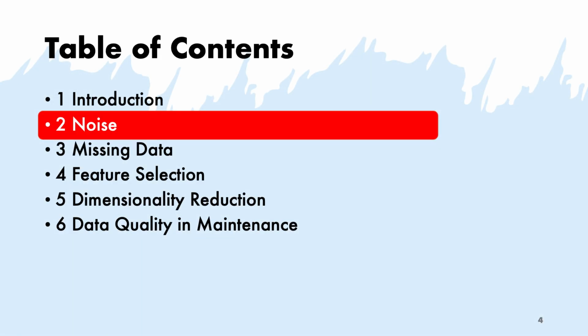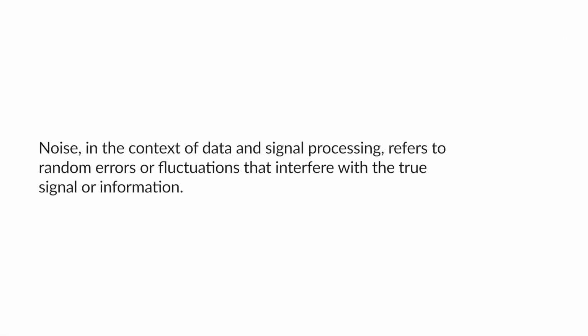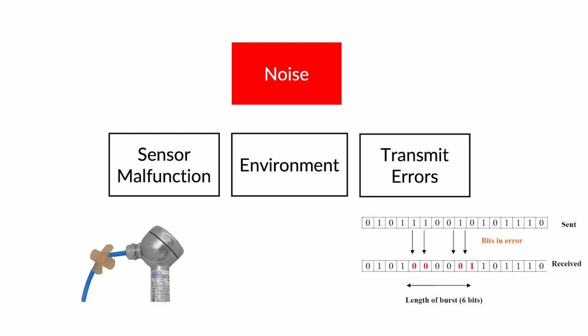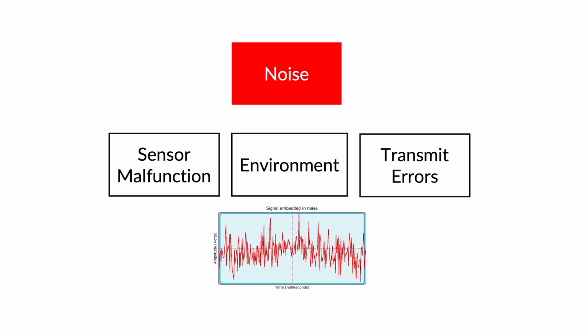Noise in the context of data in signal processing refers to random, or let's say unpredictable, fluctuations that interfere with the true signal or the true information. It can arise from diverse sources, such as measurement errors, transmission disturbances, or environmental interference. And importantly, it can obscure or even distort the actual data, that is, the message being conveyed.